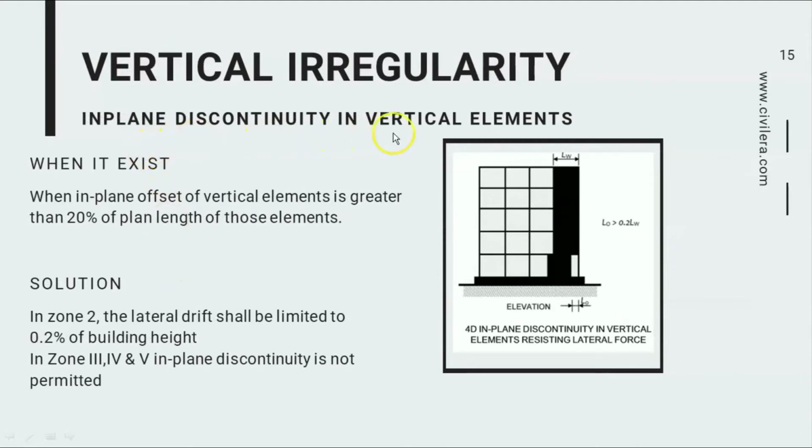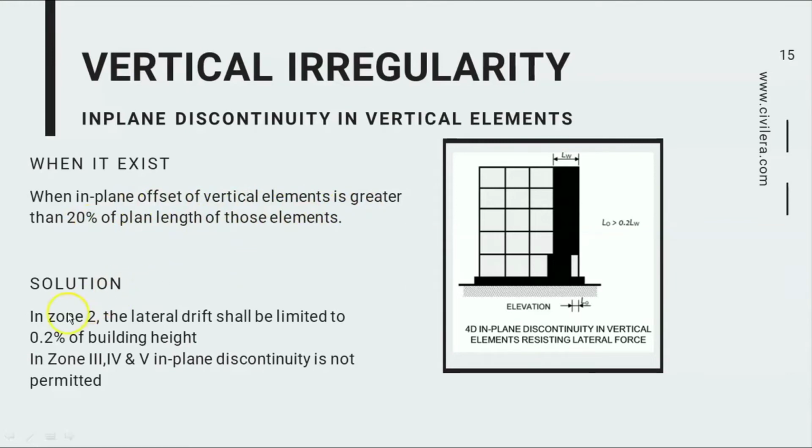Next is in-plane discontinuity in vertical elements. Sometimes your columns or shear walls shift in elevation like this. You can see here, the shear wall is shifting its location in plan. So in elevation it is very clear there is a shift of shear wall. So if you have such a case, that is when the in-plane offset of vertical elements is greater than 20% of the plan length of those elements.